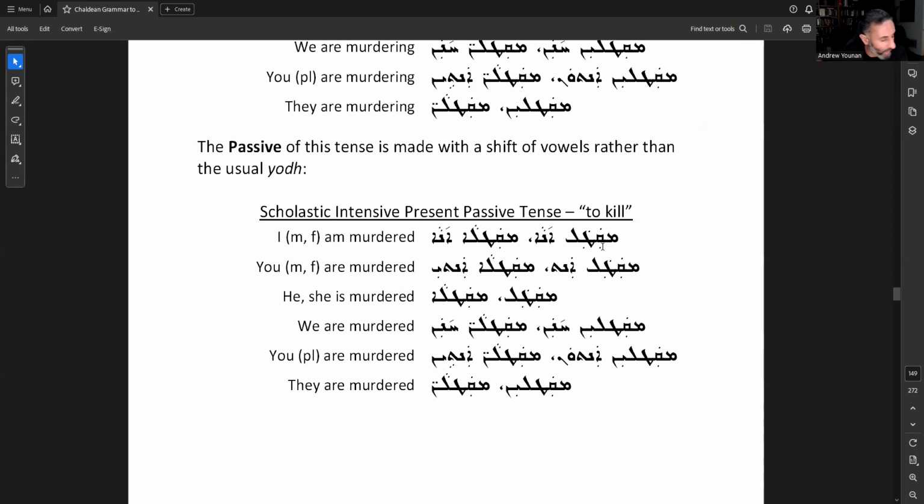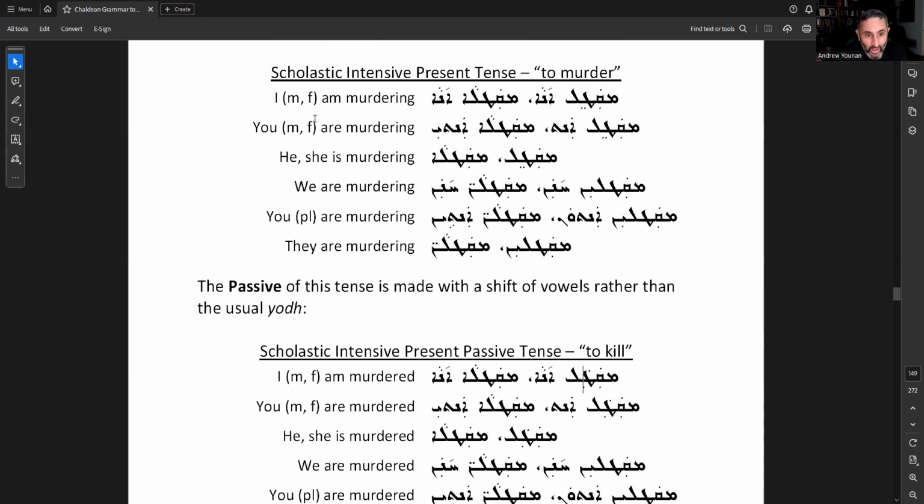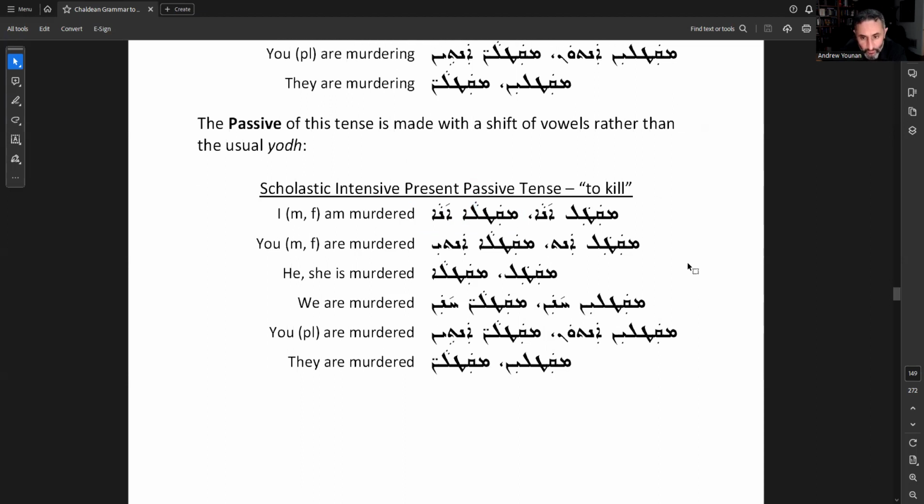Now, Robinson is going to give us some practice with it. However, the feminine is exactly the same. So مقتلانة and مقتلانة, I am murdering and I am murdered, feminine, are exactly the same word. It's weird. I don't know what to tell you. Context will hopefully tell you which one it is.